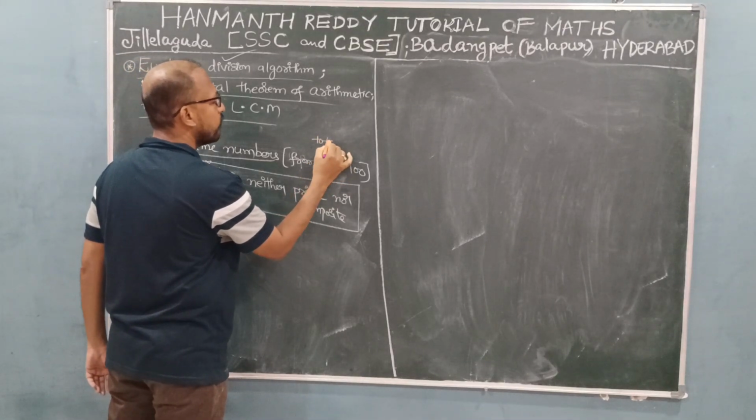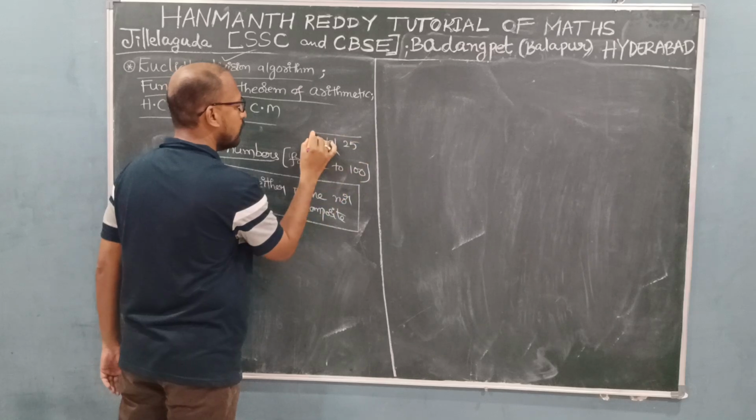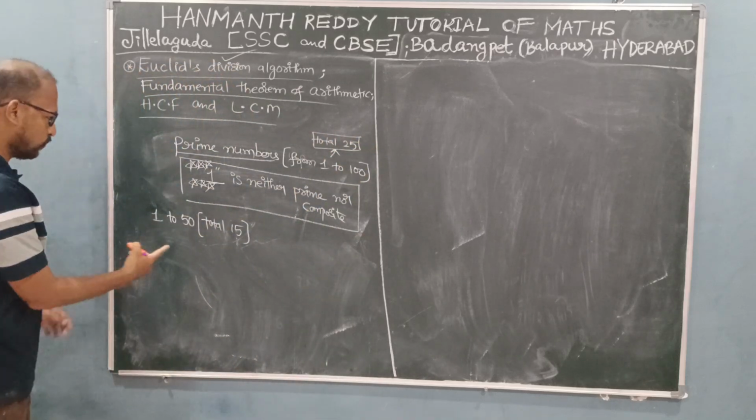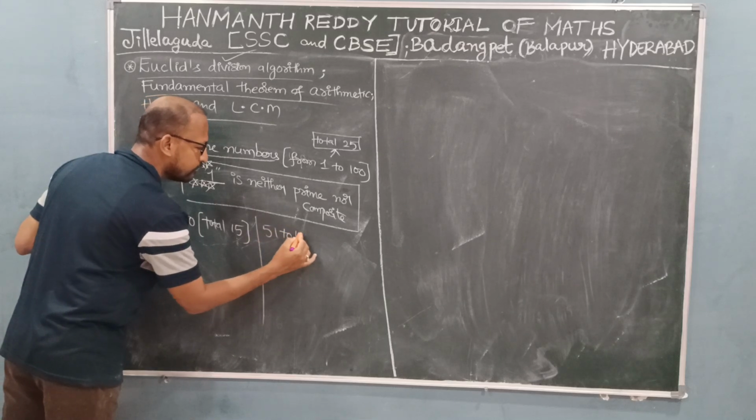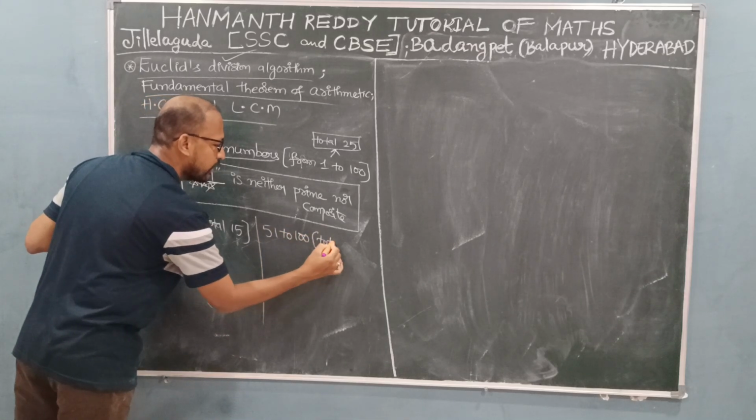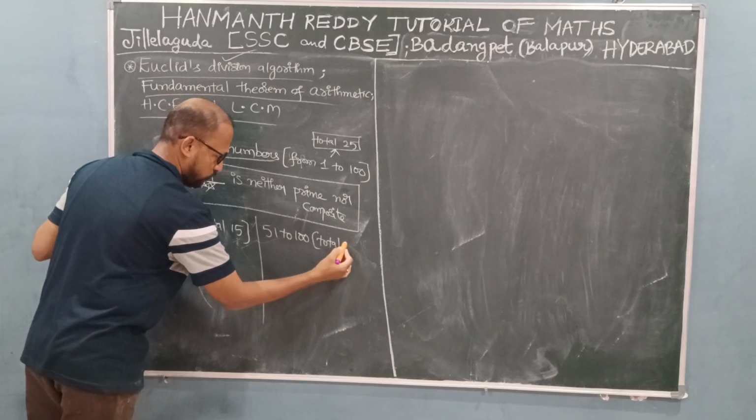Remember, the total is 25 from 1 to 100. So from 51 to 100, the total is 10. Remember it like a telephone number code.